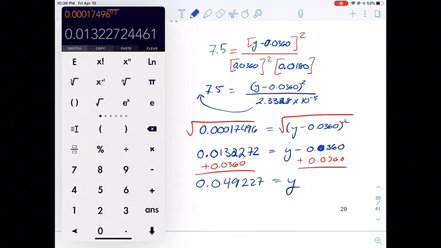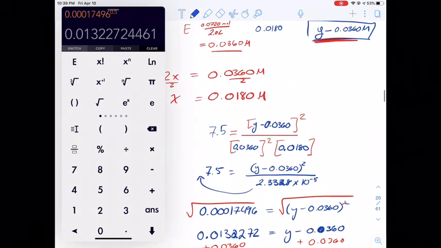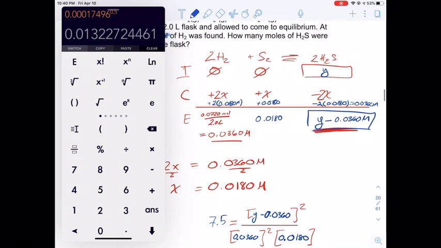I did have 3 significant figures, so I'm going to clean that up. Oops, I should have kept that 2. Okay. And that is my y value, so that is this number up here. This is the original value. Y equals 0.0492.